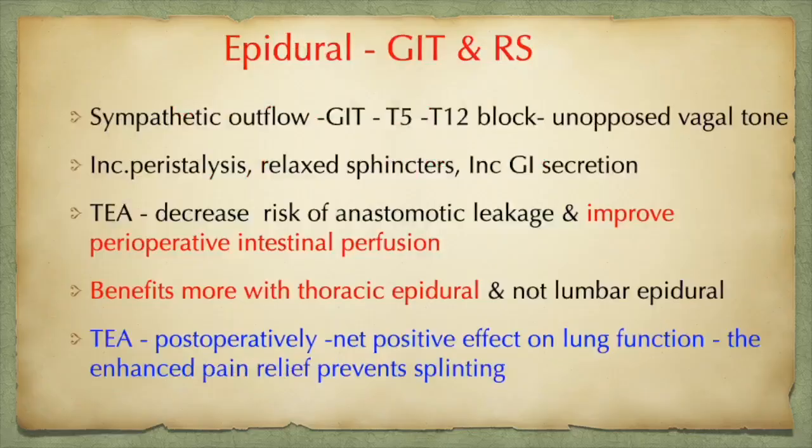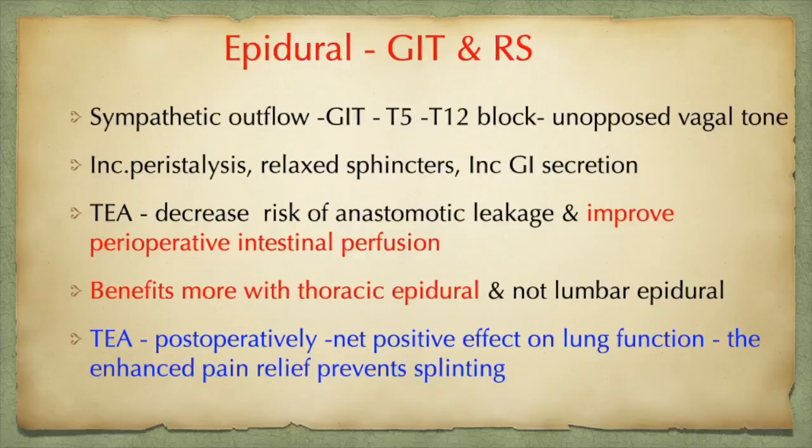Regarding the action on the GIT and the respiratory system, if you have a blockade between T5 to T12, unopposed vagal tone results in increased peristalsis, relaxed sphincters and increased GI secretion. But this is of course more of a theoretical one, and thoracic epidural anesthesia is known to decrease the incidence of anastomotic leakages and improve perioperative intestinal perfusion, thereby helping in recovery. Benefits therefore are more with thoracic epidurals and less with lumbar epidurals.